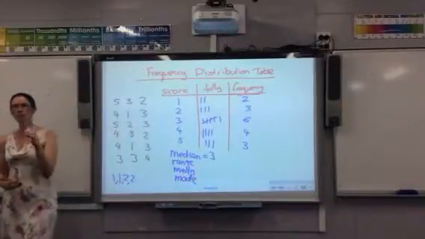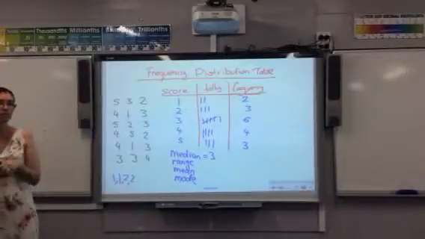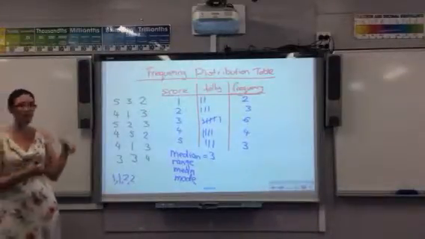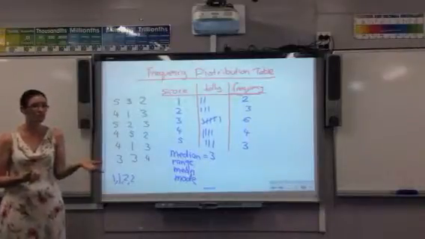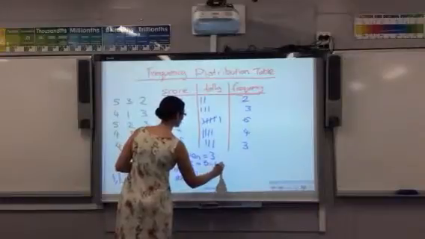Okay, what's range? Range is the highest minus the lowest. Highest score minus the lowest score. What's the highest score? 5. Lowest score? 1. So 5 minus 1, which is 4.